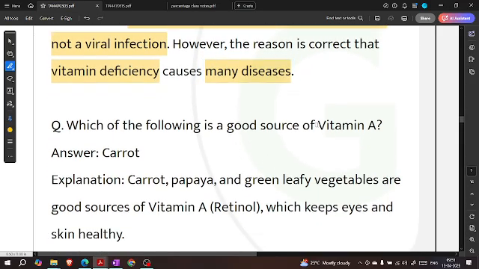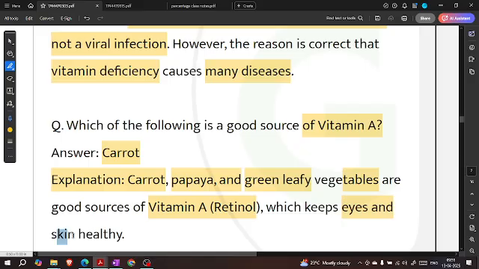Which of the following is a good source of vitamin A? Carrot. Carrot, papaya, and green leafy vegetables are good sources of vitamin A, retinol, which keeps eyes and skin healthy.